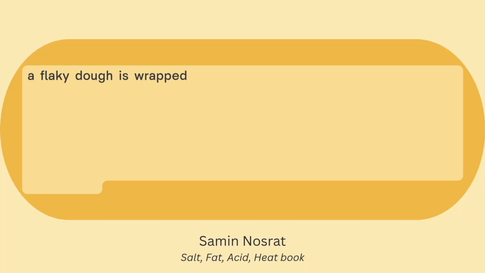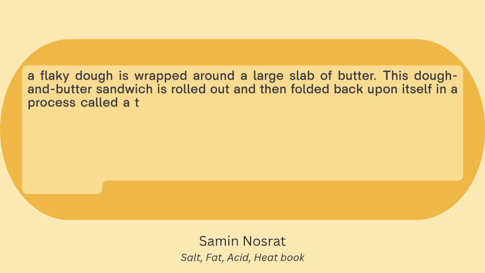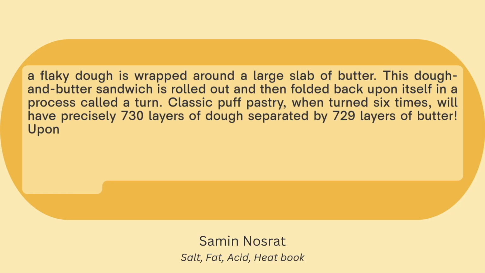And Samin Nosrat beautifully describes laminated dough in her book Salt, Fat, Acid, Heat. A flaky dough is wrapped around a large slab of butter. This dough and butter sandwich is rolled out and then folded back upon itself in a process called a turn. Classic puff pastry, when turned 6 times, will have precisely 730 layers of dough separated by 729 layers of butter.